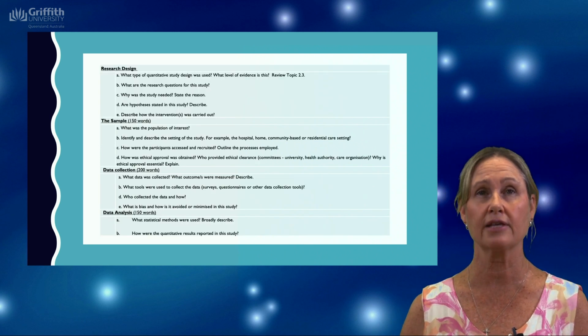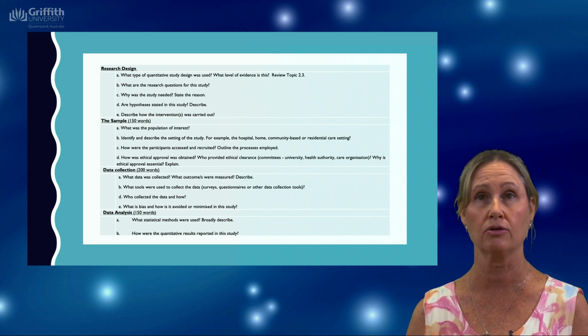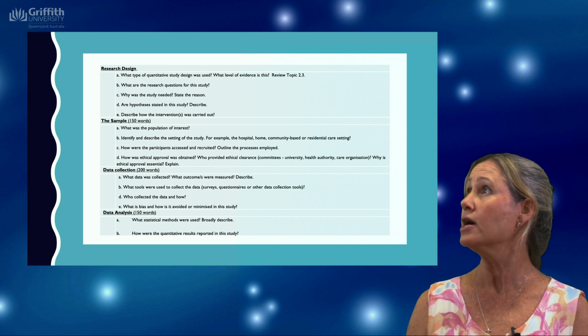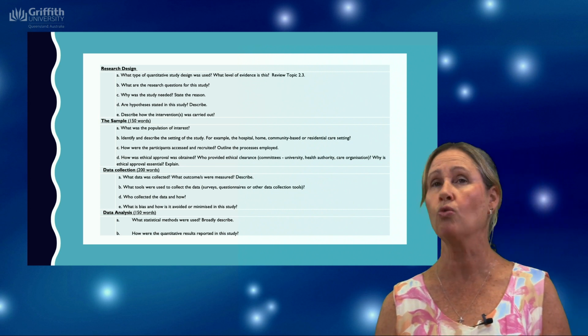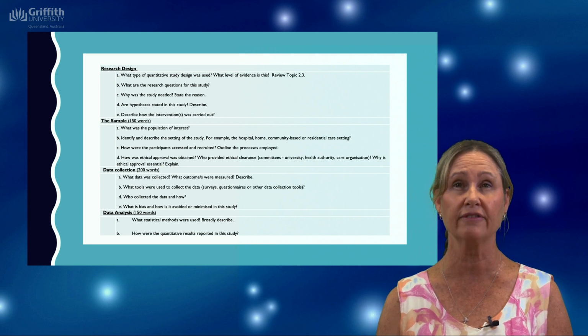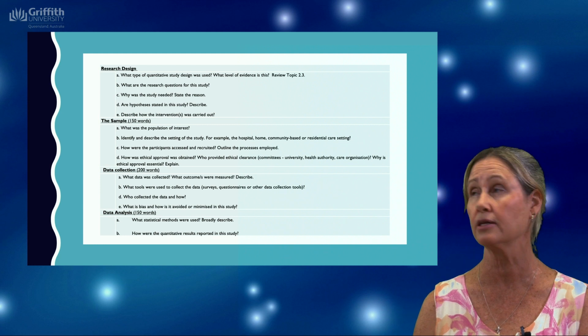Again, this is actually really small in writing, but hopefully you have your research article there. This looks at what type of design, what was the research question, and identify this. This is maybe in the background or it may be in the method section.